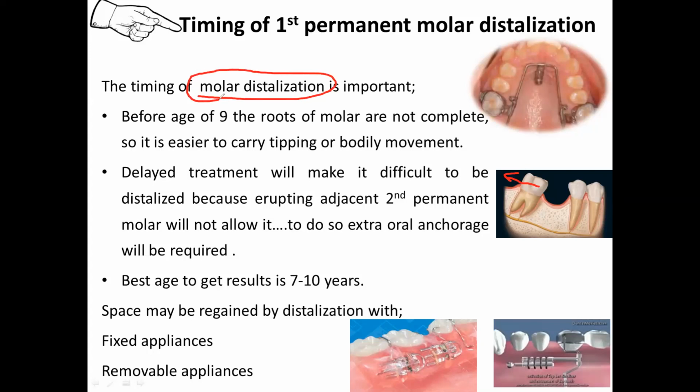We are distalizing the molar. See, this is the mesial surface of the molar. It is drifted mesially. We need to take it back distally. So that's why we're calling it distalization. And which tooth are we distalizing? We are distalizing the molar tooth. So that's why it is called molar distalization.